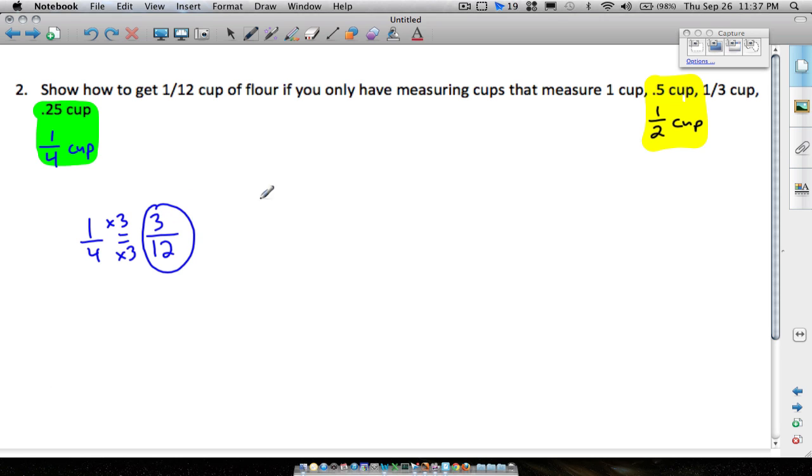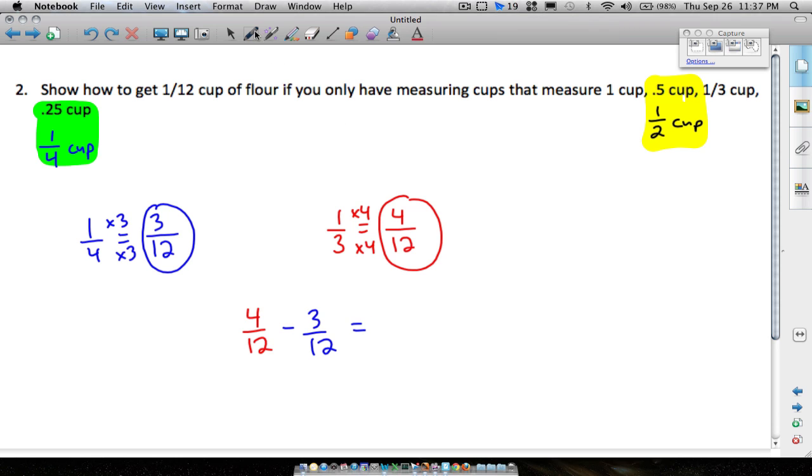We want to use that. And now let's look at this 1/3 of a cup. So 1/3 of a cup, what does that equal if we want to have 12 as a denominator? 3 times 4 equals 12, 1 times 4 equals 4. Check out these two fractions that we have here. We have 4/12 and 3/12. Notice if we subtract these, 4/12 minus the 3/12, this will be equal to 1/12. So there's our fraction. That's what we're looking for. We're looking for the 1/12 cup of flour.